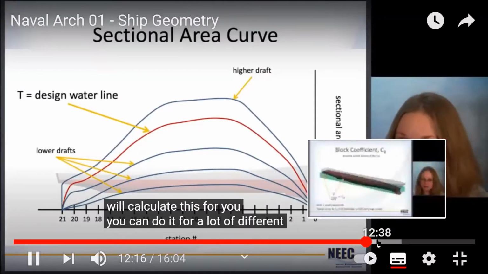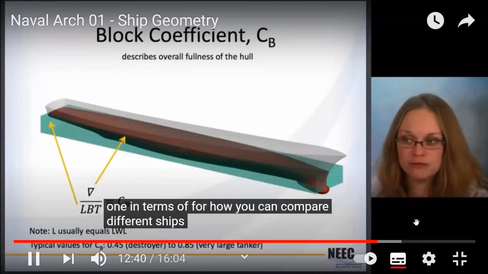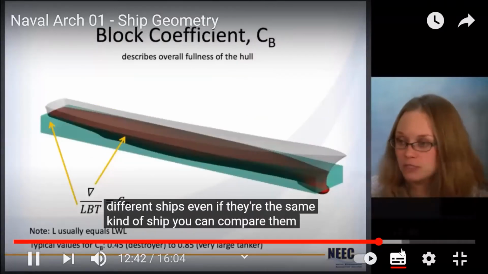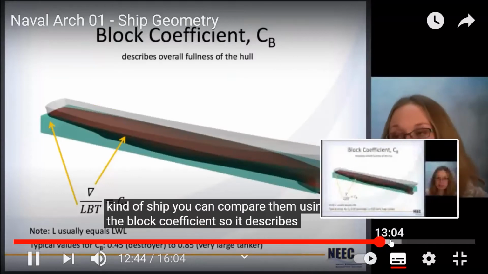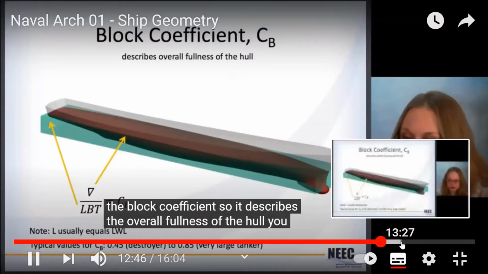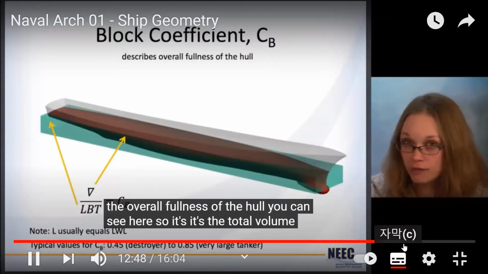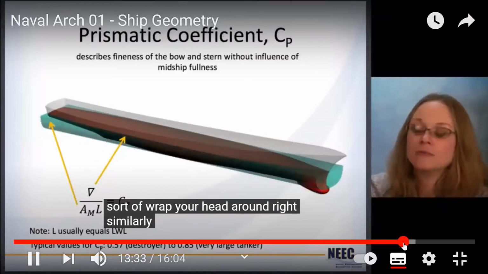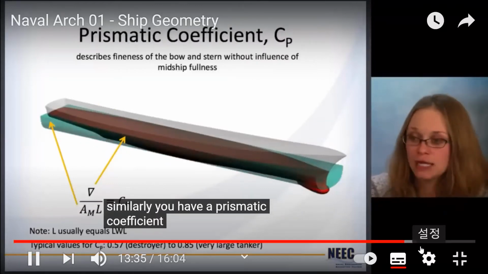You can do it for a lot of different drafts. You can compare different ships, even if they're the same kind of ship, you can compare them using the block coefficient. So it describes the overall fullness of the hull. And you can see here, so it's the total volume that it could possibly take up based on. Similarly, you have a prismatic coefficient.